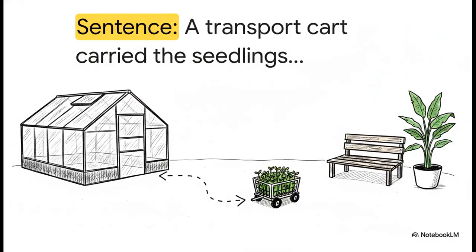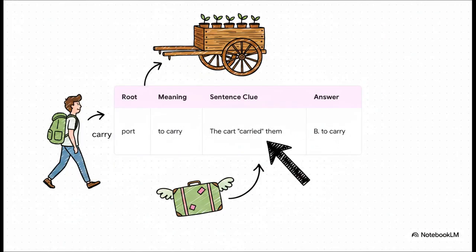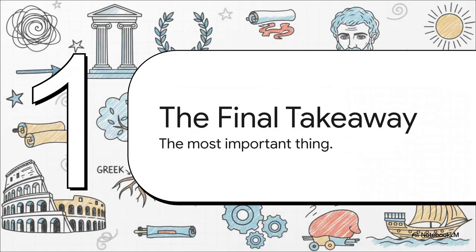Perfect. All right, last one. You ready? The sentence is, a transport cart carried the seedlings from the greenhouse to the courtyard. What does that root port mean? Use the strategy one last time. Did you get it? The answer is B, to carry. I mean, how much clearer can it get? The root port means to carry. And the sentence flat out says the cart carried the seedlings. That's about as direct as proof gets.